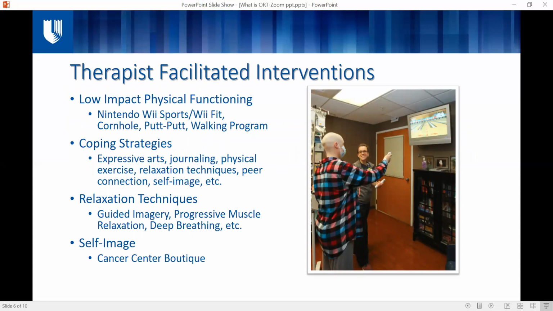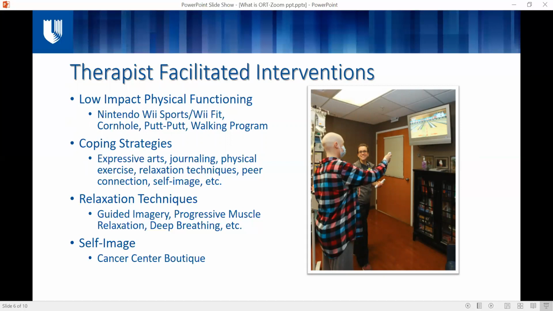So just to give you a few examples of what rec therapy will look like, and some things that we can focus on together to help improve your overall quality of life during your hospitalization, maybe the focus might be on low impact physical functioning. So here you have a picture where we're playing the Nintendo Wii. So we're using that to stay active and have fun while they're in the hospital. Wii Sports, the Wii Fit. We also have cornhole. We have a putt-putt and do a walking program, all to address physical functioning.